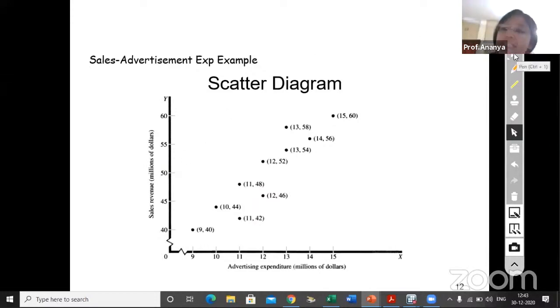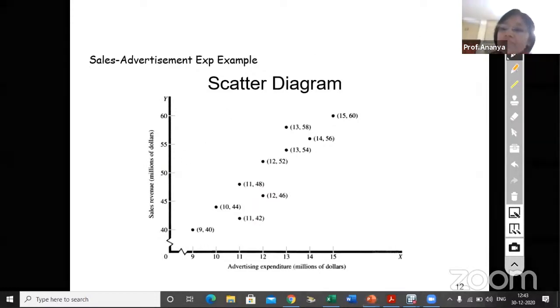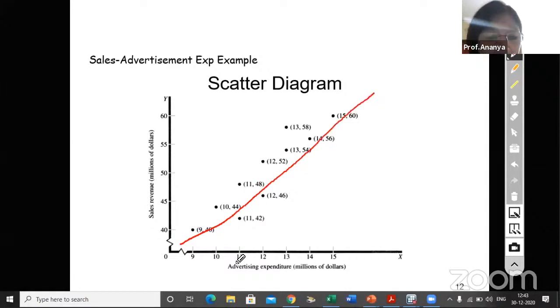Now, when I'm fitting a line of best fit, it's obvious that not all the points would actually be on the line. Some may be on the line, some would be off the line. Now, if I try to cover all the points, I will not get a straight line at all. What I'll get is something like this.